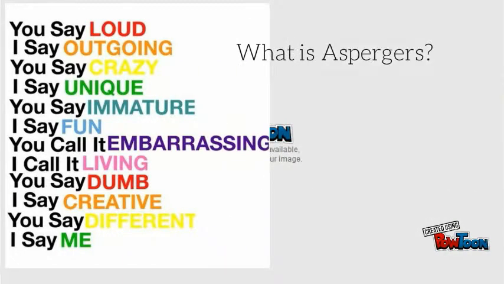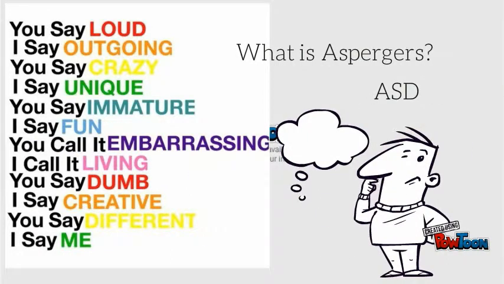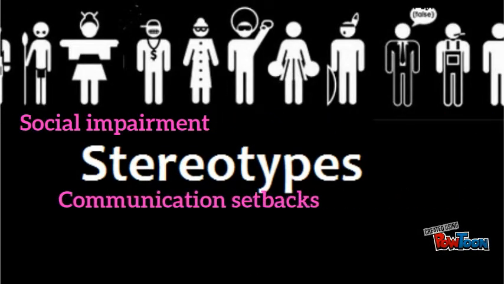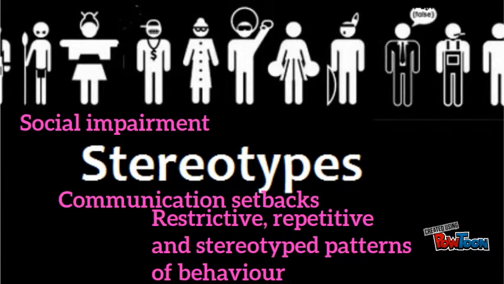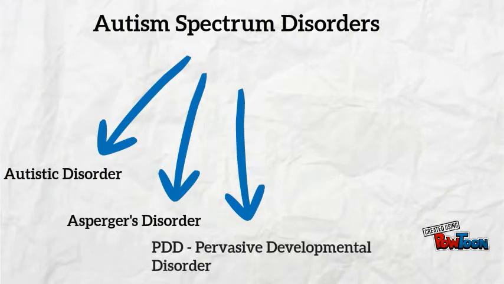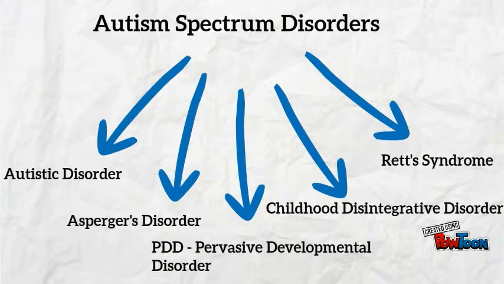Asperger syndrome is an autism spectrum disorder, or ASD, one group of many that involves a complex neurodevelopment disorder identified by social impairment, communication setbacks, and restrictive, repetitive, and stereotyped patterns of behavior. The term autism is generally used in two different ways. It is used to indicate specifically autistic disorder, and it is also used to include all forms of ASD.